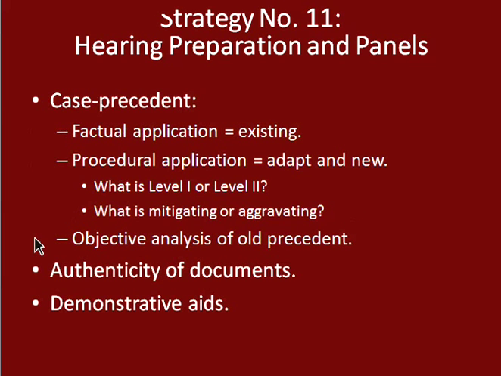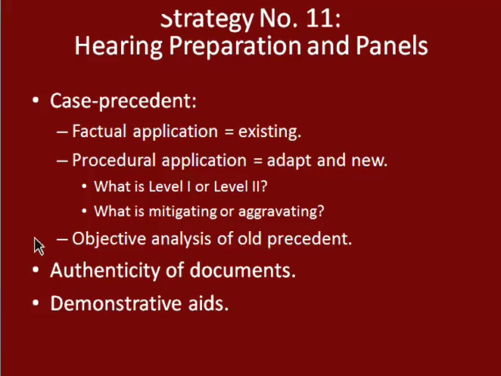Also, you want to do thorough research on your case precedent. You want to be well-versed so that if there are any issues or arguments or questions along those lines in the hearing, especially as to what level it should be, level 1, level 2, or mitigation or aggravation factors, you'll be able to articulate those arguments to the committee. Also, as I mentioned, you should have already made sure that all the documents you're going to rely upon are authentic, but if you haven't done so, you need to do it during your hearing prep.